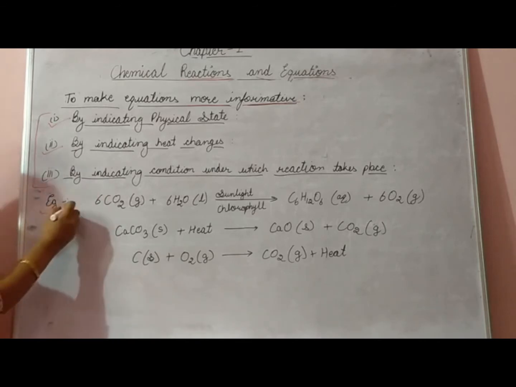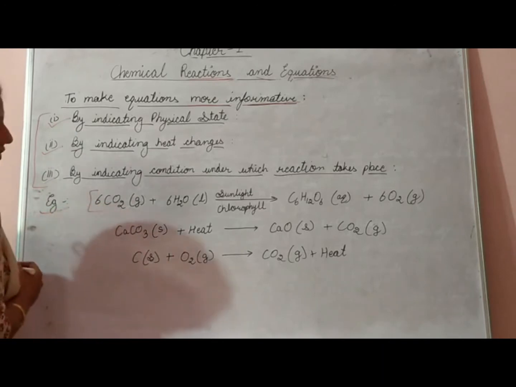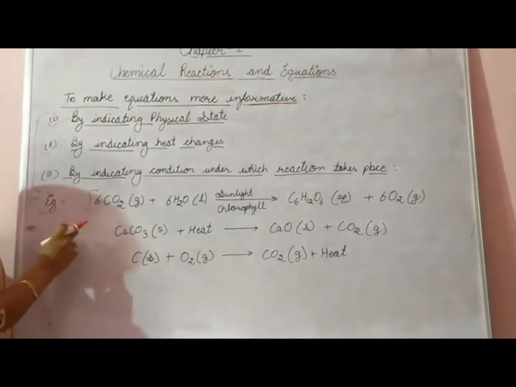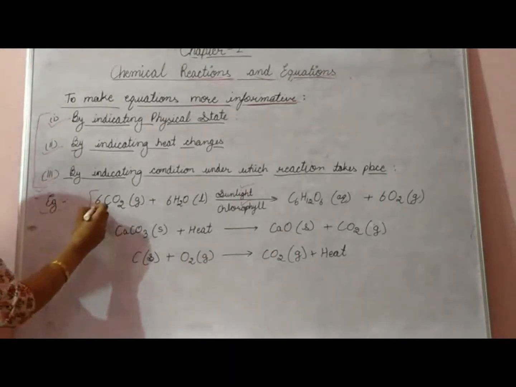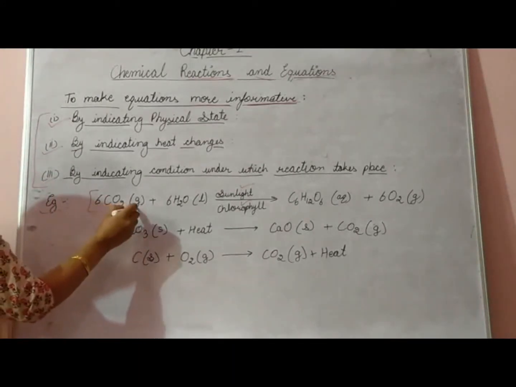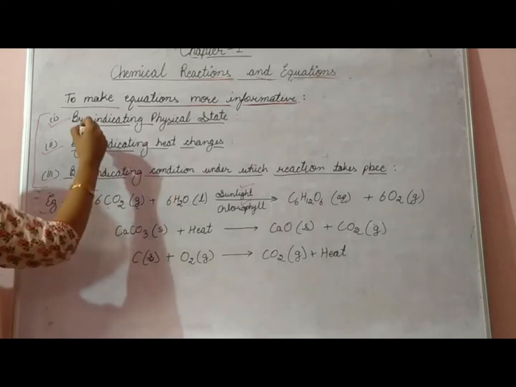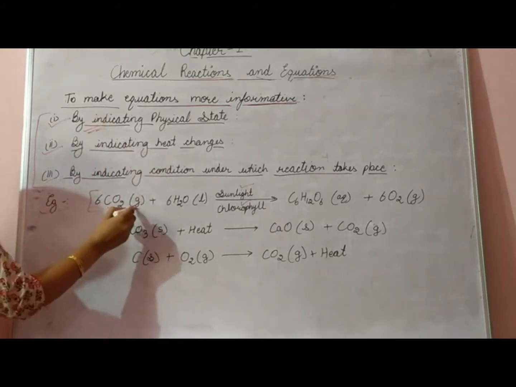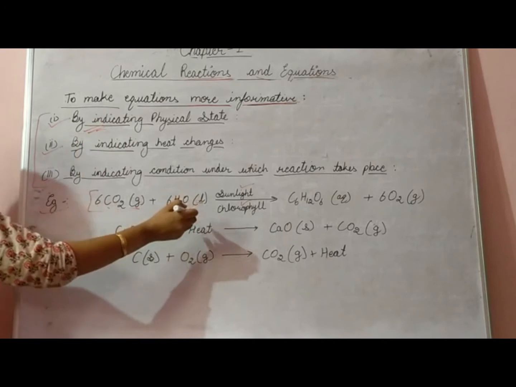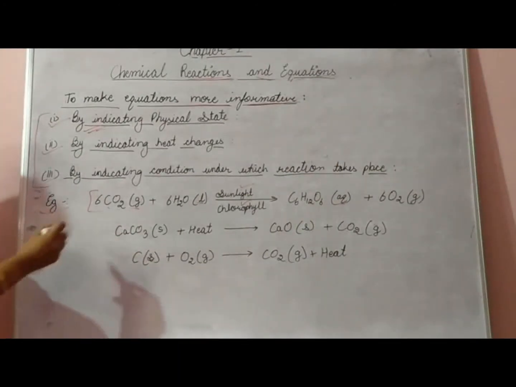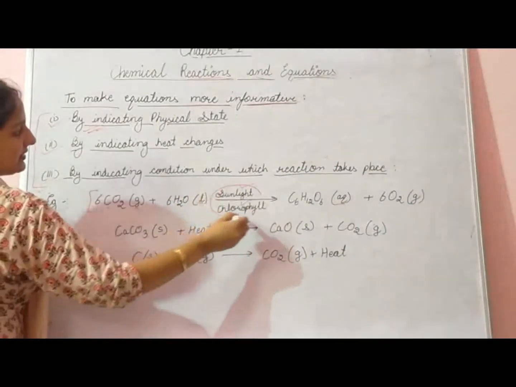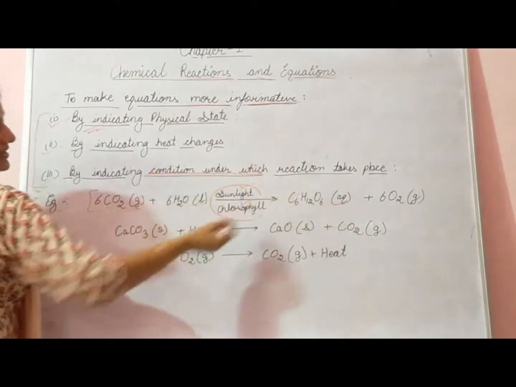Let's consider a few examples. The very first reaction is photosynthesis. Now we all know that for the reaction of photosynthesis to take place, sunlight and chlorophyll are necessary. So here I have indicated 6 carbon dioxide. In brackets I have mentioned its state: it is in gaseous state, water is in liquid state, glucose is in aqueous state, and oxygen again in gaseous state. Next, we have indicated here the condition under which the reaction takes place.